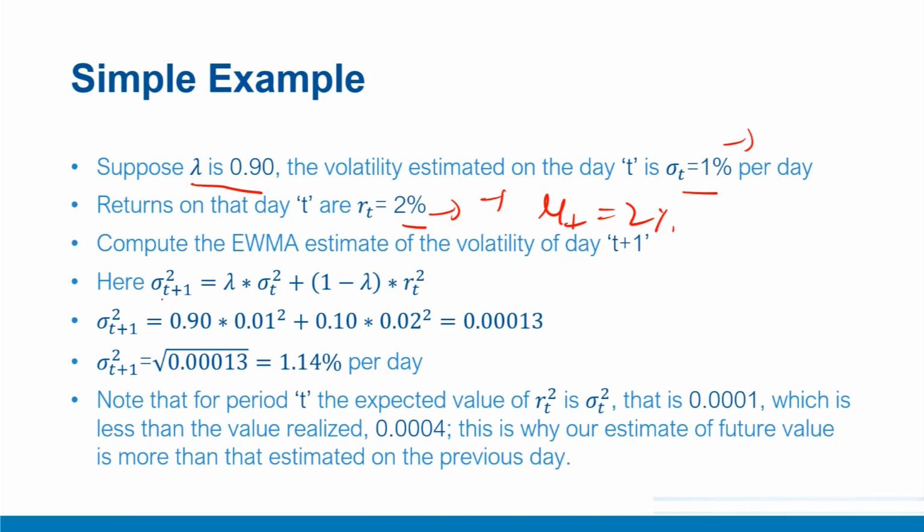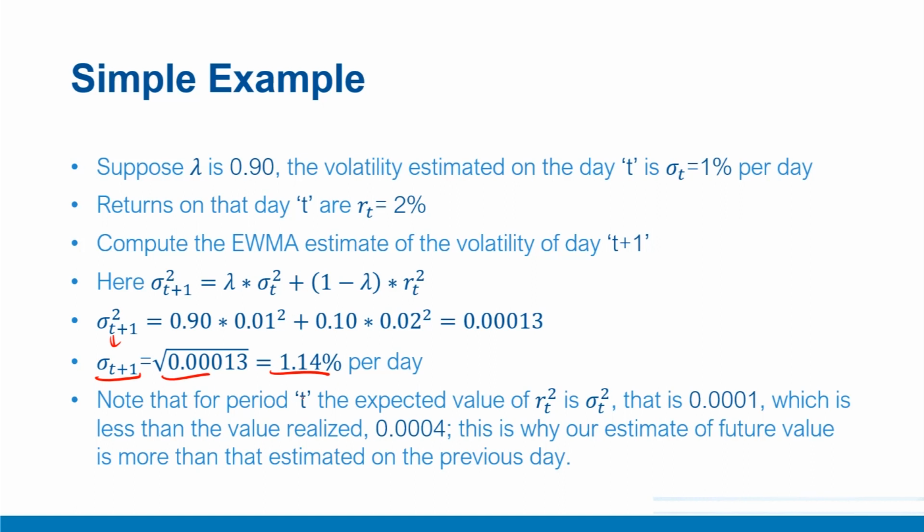Now, using our formula, sigma square t plus 1 is equal to lambda times sigma square t plus 1 minus lambda times r square t. We know the value of lambda, 0.9. We also know the value of sigma square t, which is the square of this, 0.01 squared. Then 1 minus lambda is this, and r t square is 0.02 squared. So r t square is being used to proxy the volatility innovation, mu t square. So we get this value as 0.000013. We can take the square root of this to get sigma t plus 1, which is the square root of sigma square t plus 1, as 1.14% per day.